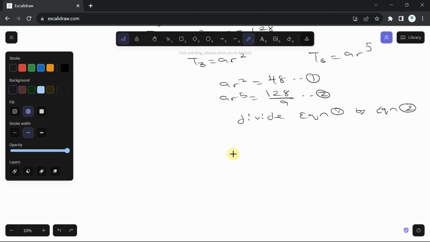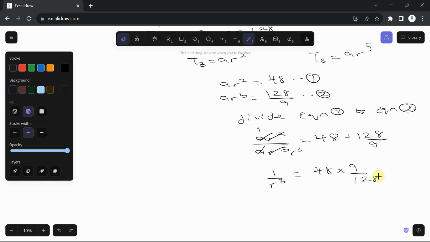That will be ar squared divided by ar raised to the power of 5 is equal to 48 divided by 128/9, right? So let's see. A will cancel A. R squared will cancel R. So what will remain will be R cubed. So what I will have is 1 over R cubed is equal to 48 times 9 over 128. Yes or no? Great.